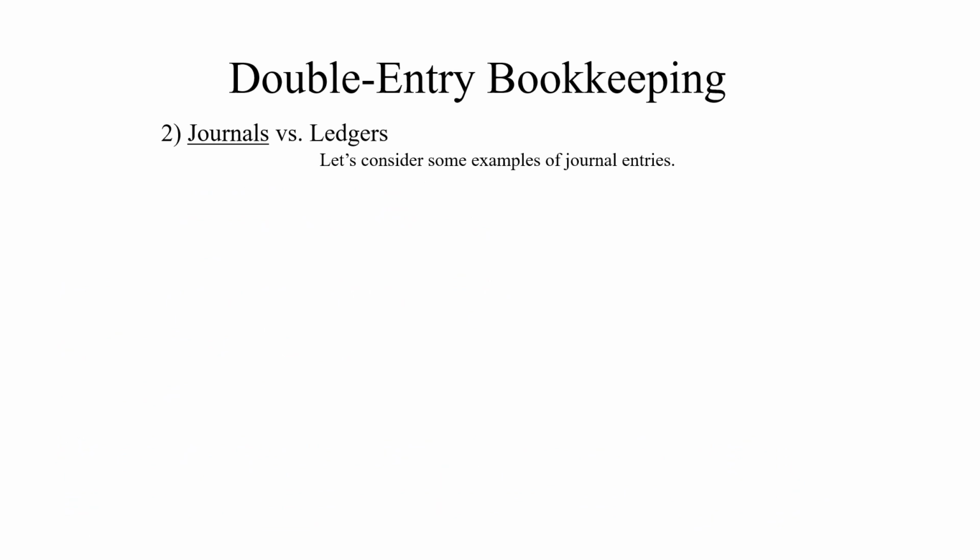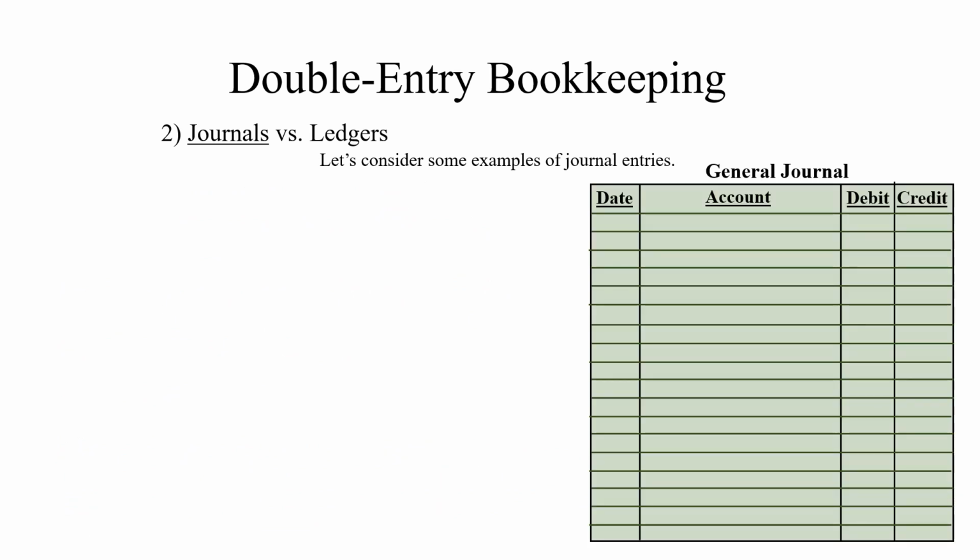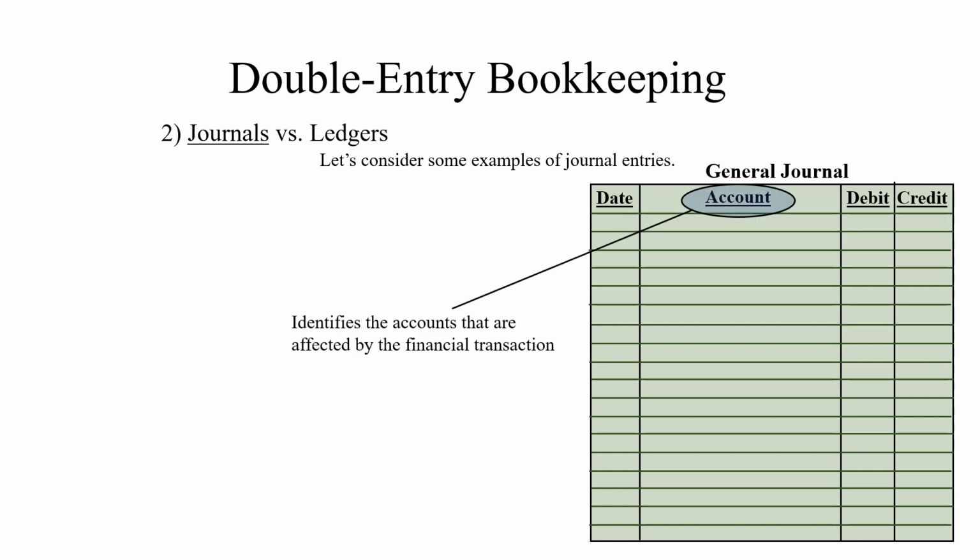Let's consider some examples of journal entries. Here is basically what a journal looks like. This column identifies the account or the accounts that are affected by the financial transaction. Many journals also include a column for a description of the transaction. An account is simply a category of a financial transaction.